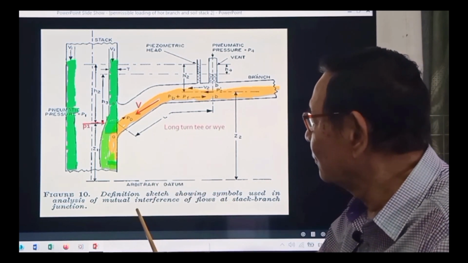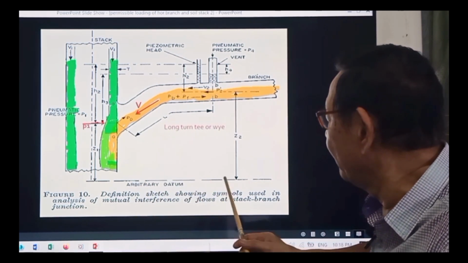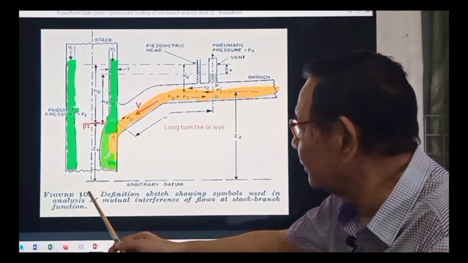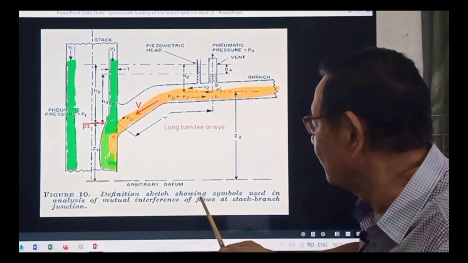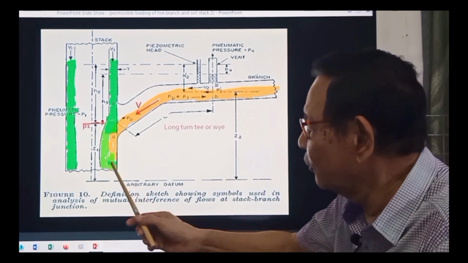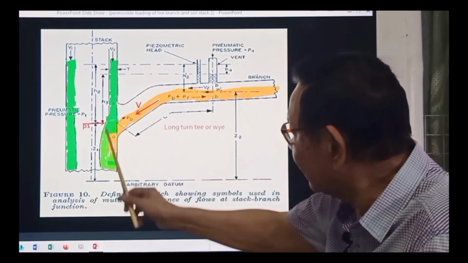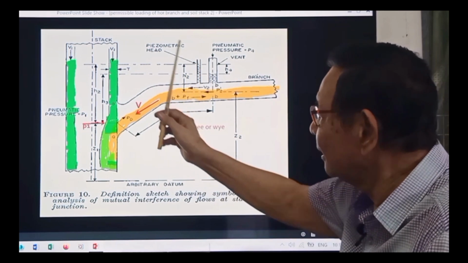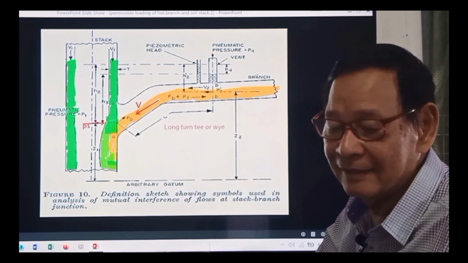So, this is the definition sketch showing symbols used in the analysis of mutual interference of flows at stack branch junction. So, this is the stack, this is the branch. Ito mga analysis ang kailangan natin. Okay.